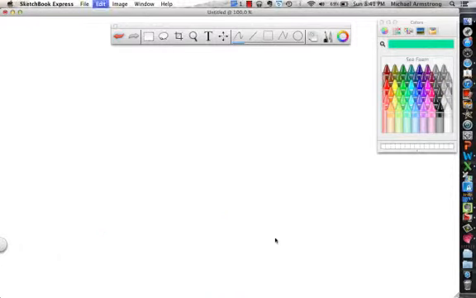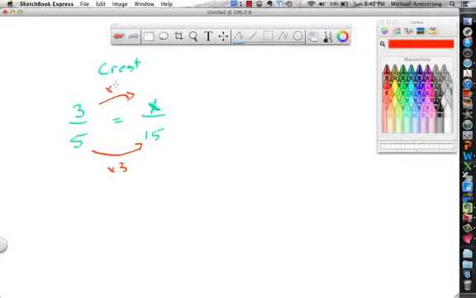If we were to do something really simple, like 3 out of 5 dentists prefer Crest as a toothpaste, how could we guess how many dentists would prefer Crest if we asked 15 dentists? Now this one's easy. You can see right away that x is going to be 9. There's a couple of ways to do it. Way back in 5th and 6th grade, we just said multiply by 3 to get 15, so we'd multiply by 3 to get x, and x is equal to 9.